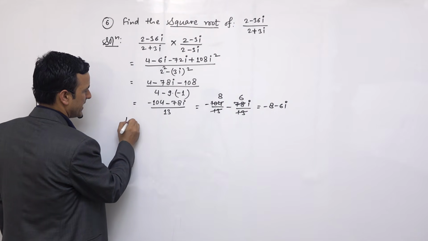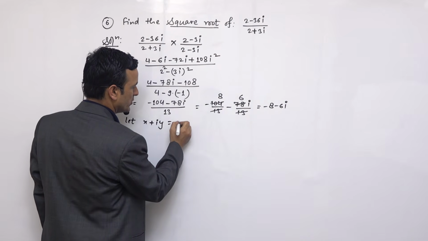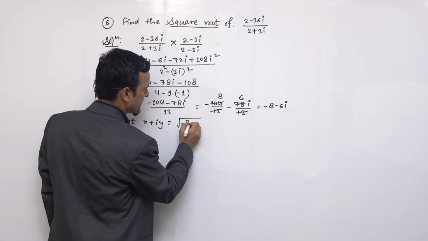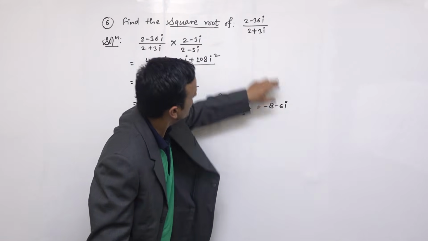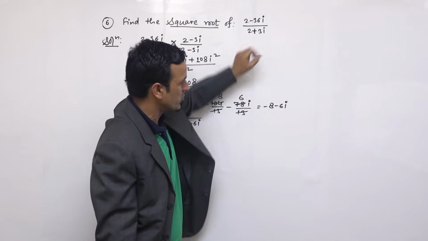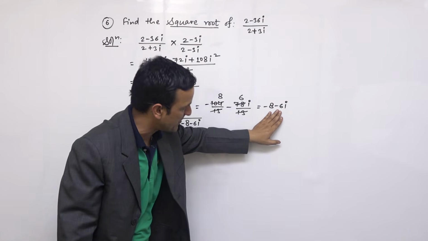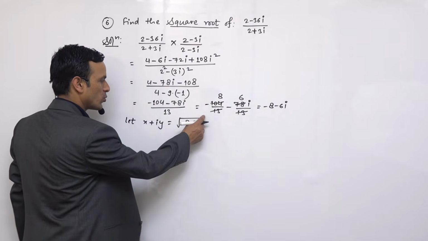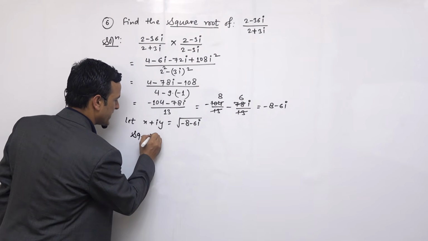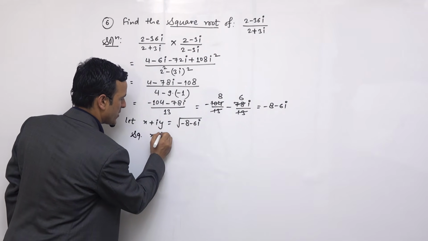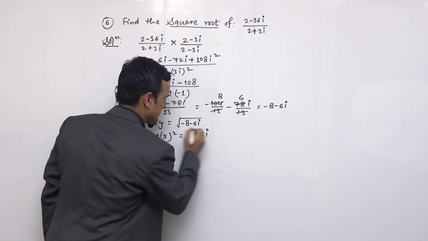Now let x plus iy is equal to root under minus 8 minus 6i. अब हामीले यसको स्क्वायर रुट निकाल्छौं. यसको स्क्वायर रुट निकाल्नु भन्नु र यसको स्क्वायर रुट निकाल्नु भन्नु एउटै हो. यसैलाई सिम्प्लिफाई गरेर हामीले यस्तो ल्याएका छौं. सो यसको रुट भनेको x plus iy. सो स्क्वायरिङ गर्दाखेरि x plus iy को होल स्क्वायर इज इक्वल टु minus 8 minus 6i.